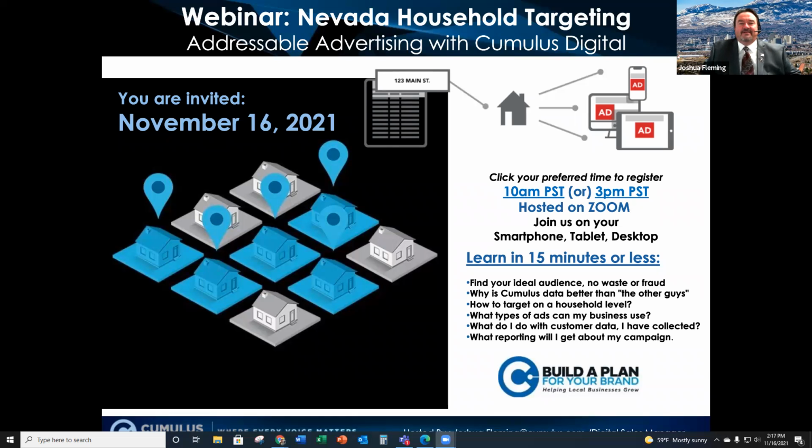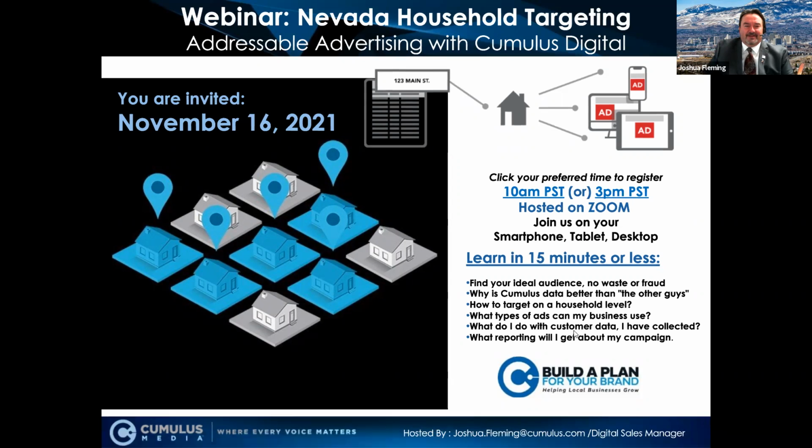First, finding your ideal audience with no waste or fraud. And why is Cumulus's data better than the other guys? How do you target granularly on that household level? And what kind of ads can your business use? And if you have consumer data you've been collecting, why are you using it to retarget your best customers, people buying from you right now in their homes? And also, what reporting will you get about your campaign to prove a return on investment from Cumulus Media?